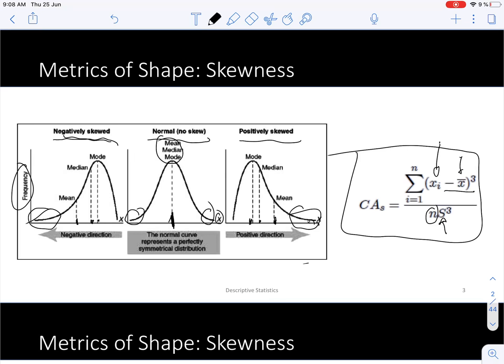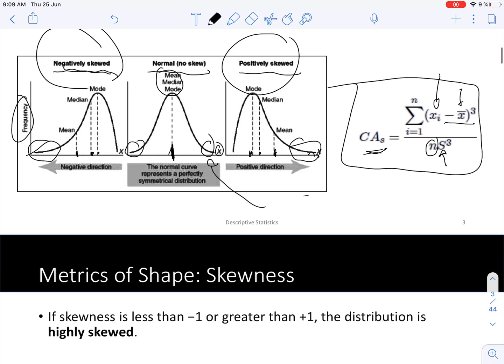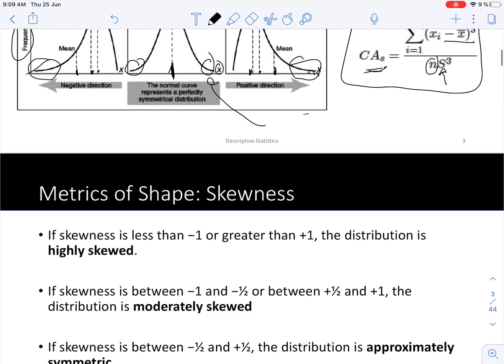Now, how can we interpret that number? If the skewness is close to 0, that means that we have symmetric data. It will be something like the plot in the middle. But if it's a negative number, then it will be more like negatively skewed. And if it's positive, it will tend more to be a positively skewed shape.